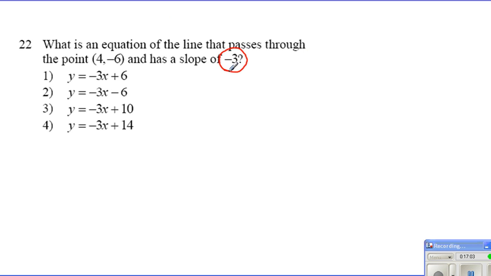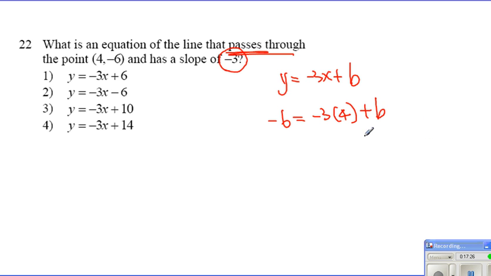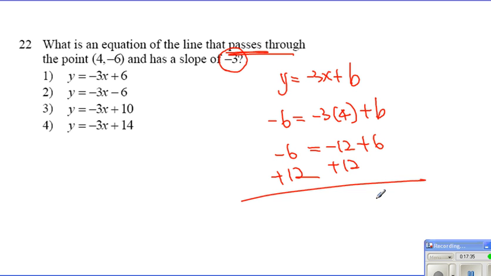Alright, here we have slope negative 3. That means, oh, it's all of them. The fact that it has to pass through, that means when you plug in 4, you should get negative 6. So then basically what we have is y equals negative 3x plus b. So when you plug in those two values, negative 6 equals negative 3 times 4 plus b. This actually has to happen, so we end up getting negative 6 equals negative 12 plus b. When you add 12, we get b equals positive 6. To make choice 1 to be our answer.